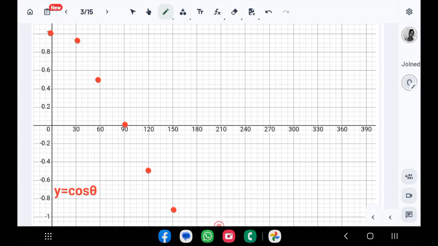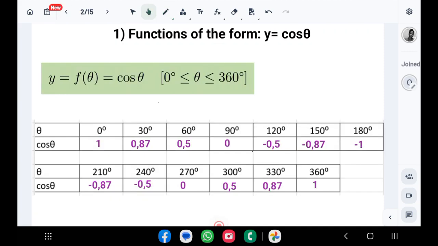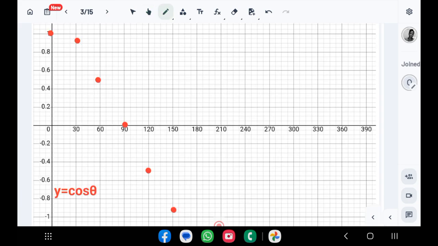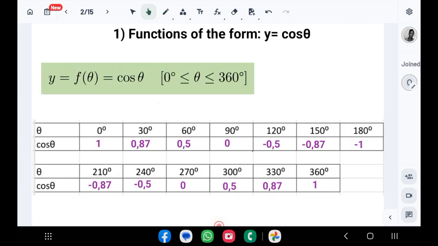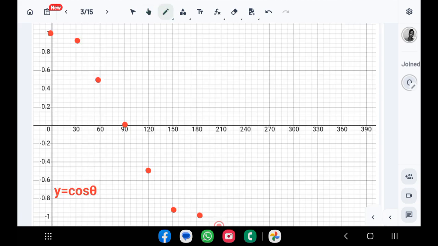And then for 180, it's at a minimum. 180, that is at negative 1. So let's plot that, 180, negative 1. And then 210, that gives us negative 0.87. Negative 0.87 should be somewhere there. Okay, it mirrors this other one.